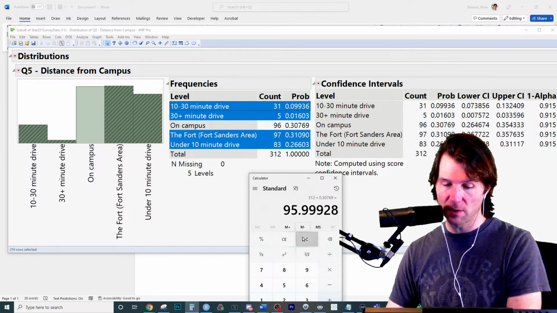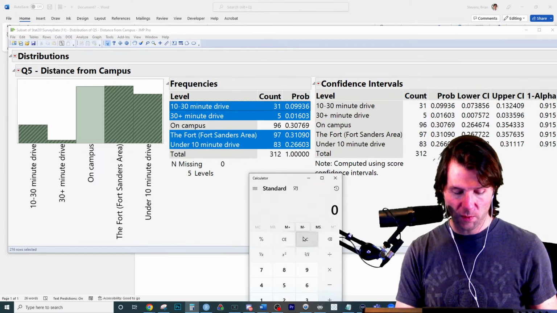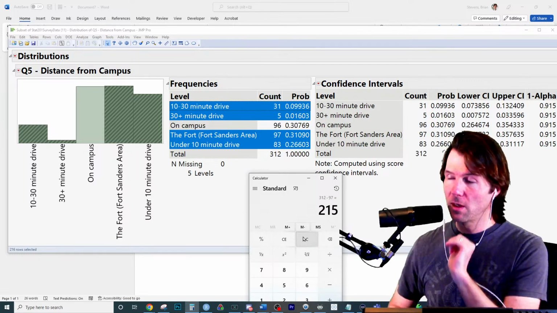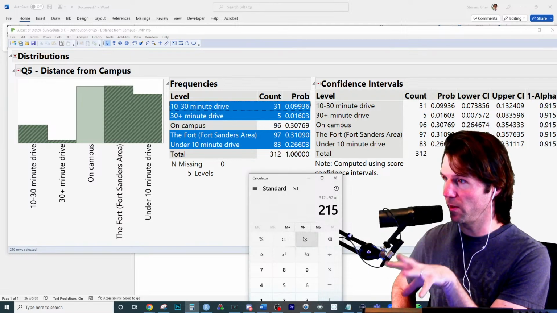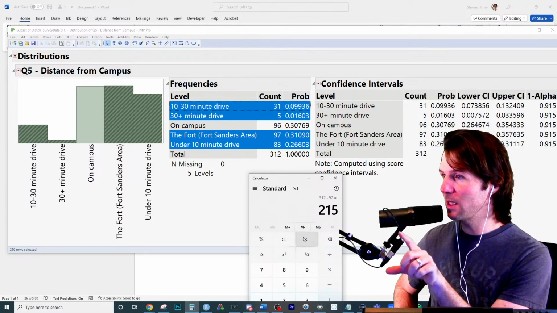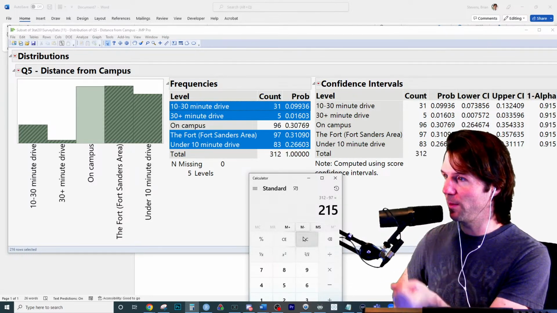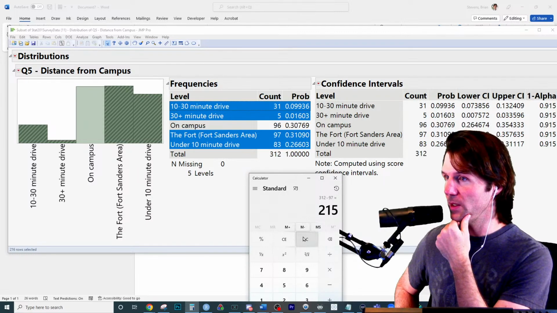Namely 97 students live on campus. And then 312 minus 97, there's 215 students who don't live on campus. We have at least 10 in the sample who are what we are looking for, and at least 10 who are not what we are looking for. So NP hat and NQ hat are both greater than 10.